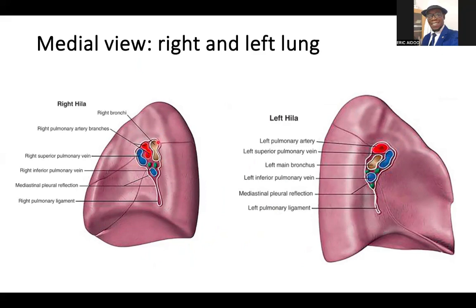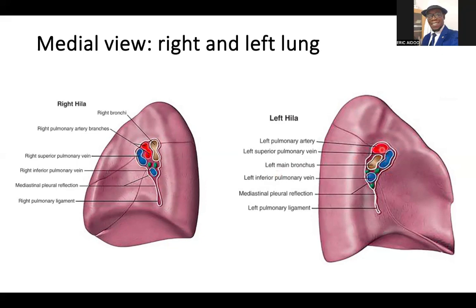So let's take the right hilum. This region is the hilum where structures enter and leave the lungs. So you have the right bronchi, the right pulmonary arteries, the right superior pulmonary vein, the right inferior pulmonary vein. Then you have the mediastinal pleural reflection and then the right pulmonary ligament. You come to realize that this pleura comes from the visceral layer of the mesoderm. So when we get there, we look at that.